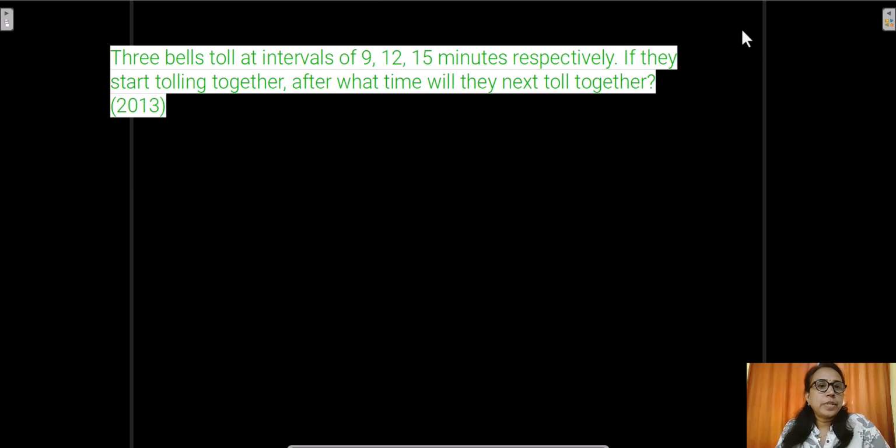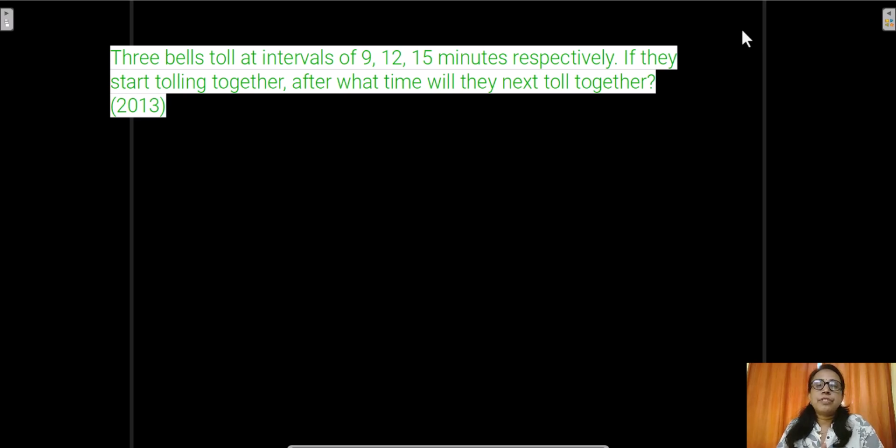Now, the next question is: 3 bells toll at intervals of 9, 12, 15 minutes respectively. If they start tolling together, after what time will they next toll together? Okay, that means we are given the time intervals of the three bells. First one is tolling at 9 minutes, next one is tolling at 12 minutes, and the third one at 15 minutes. Now tell me, after what time will they next toll together?